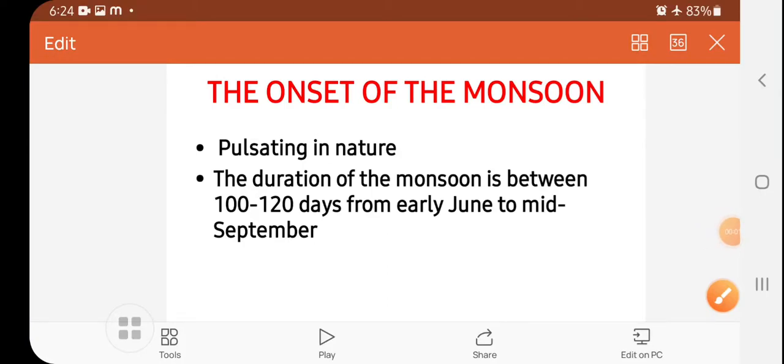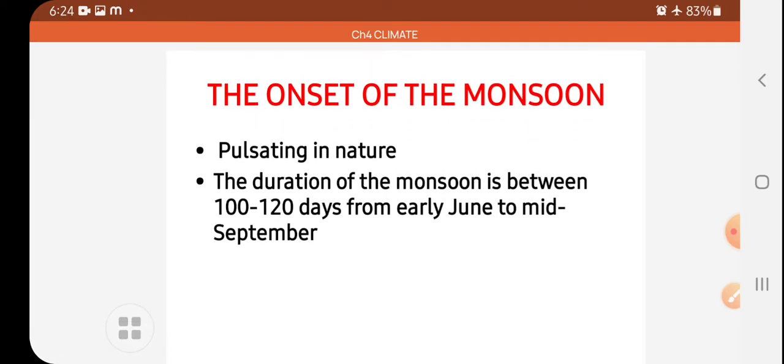Good morning, class. Today we'll take another topic of the chapter Climate, and here we'll start from the onset of the monsoon and withdrawal. So, onset of the monsoon or withdrawal means how it comes and in what period it gets off.